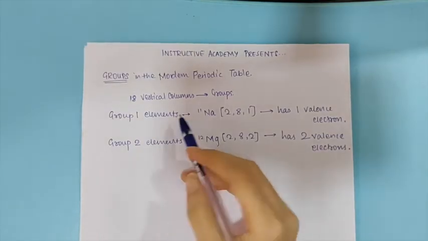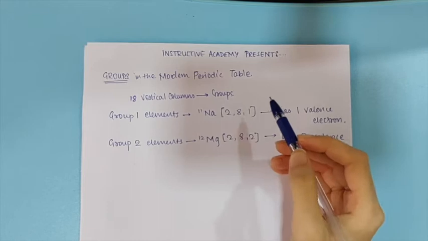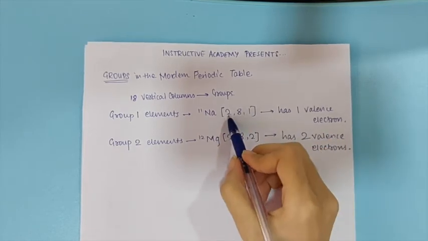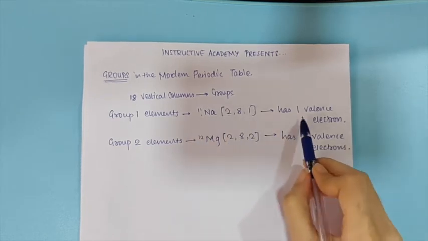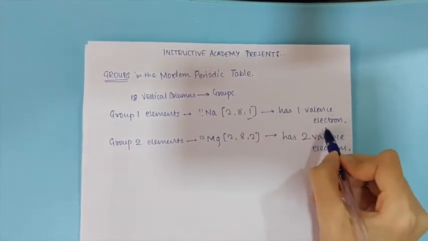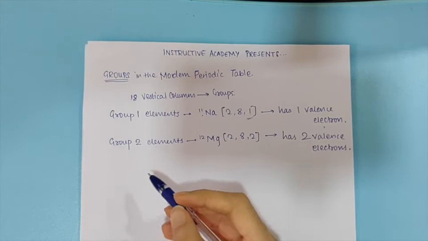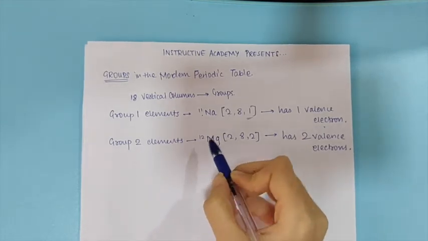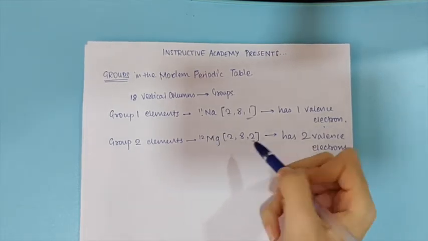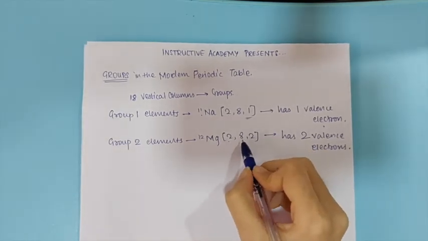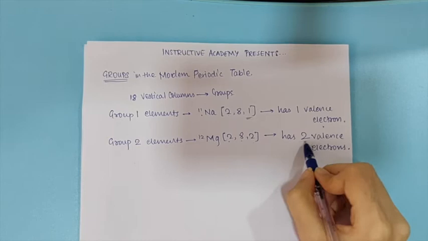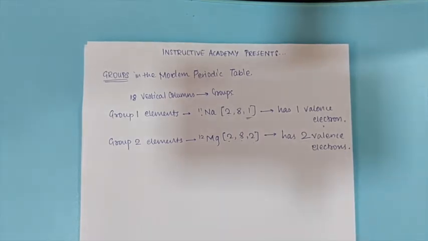group 1 elements, for example sodium, which has the electronic configuration of 2, 8 and 1 with the atomic number 11, has 1 valence electron. And group 2 elements with the atomic number 12, we have magnesium with the electronic configuration 2, 8, 2. It has 2 valence electrons and so on.